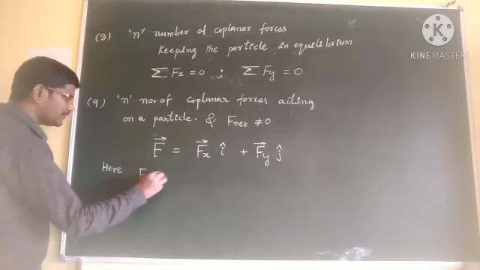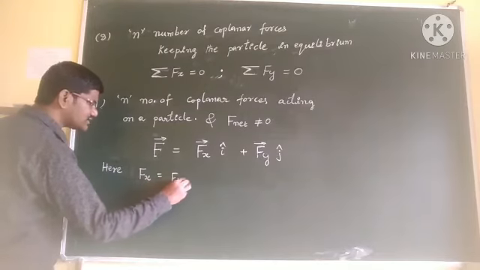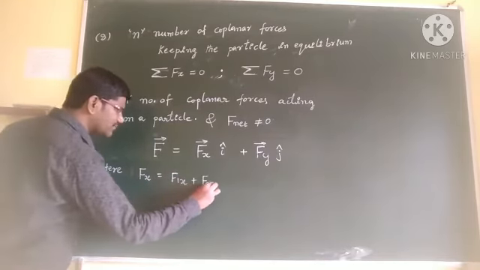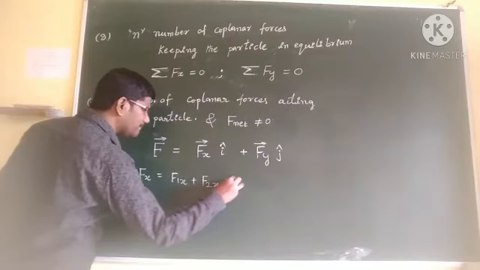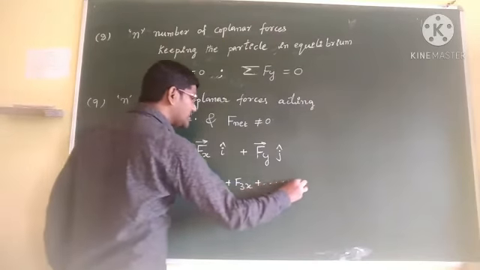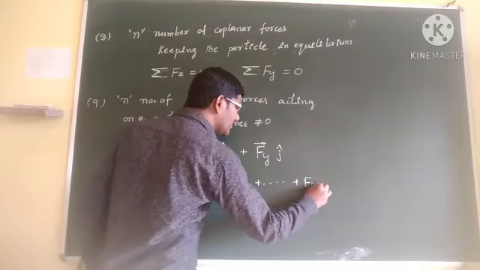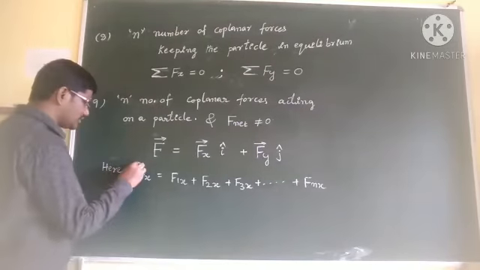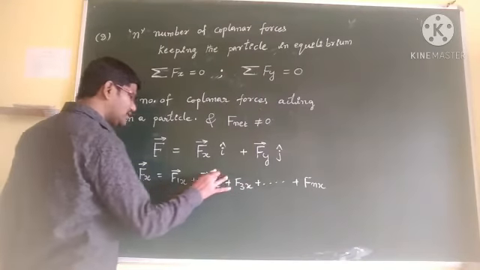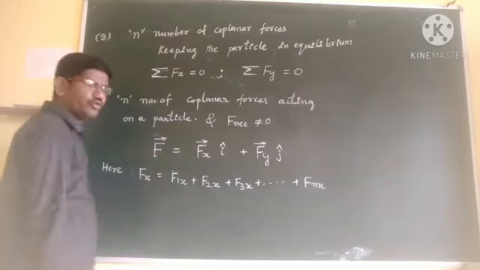Fx is equal to the vector sum of all the forces in the x direction: first vector x component plus second vector x component plus third vector x component plus so on plus nth vector x component. So this Fx, you should write the components of all the forces. In the x direction we have written, so there is no need of bar.